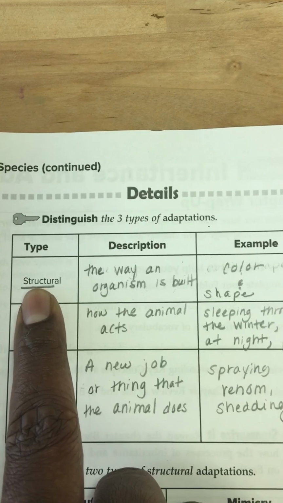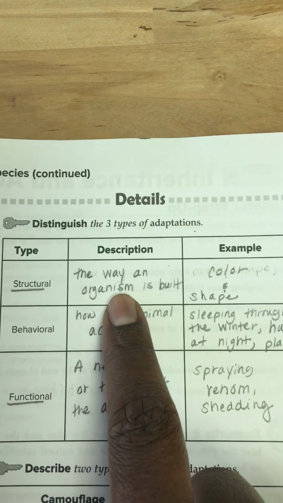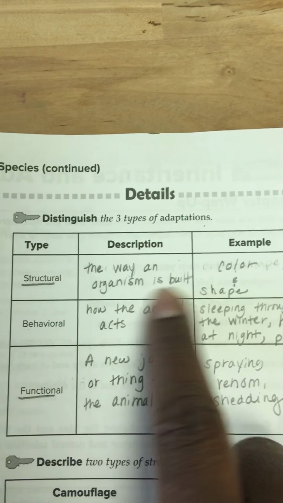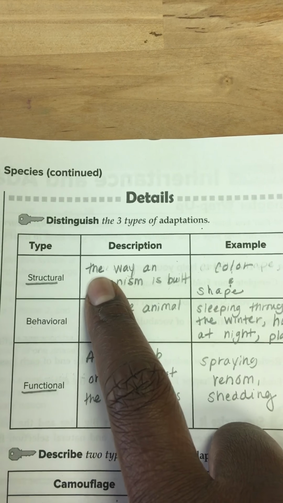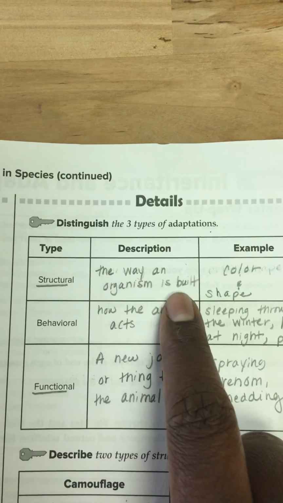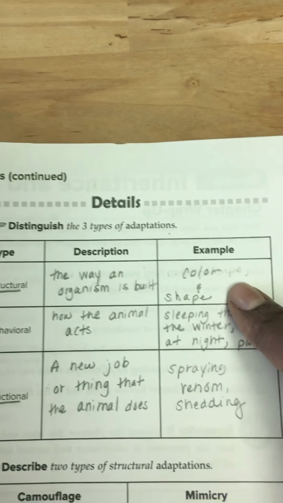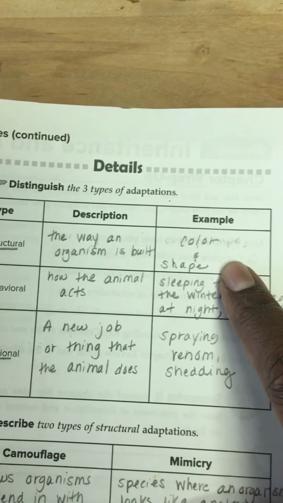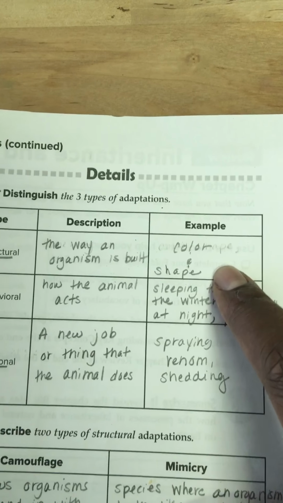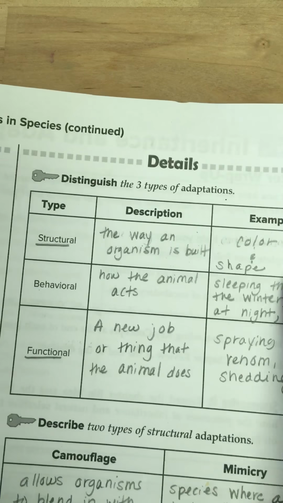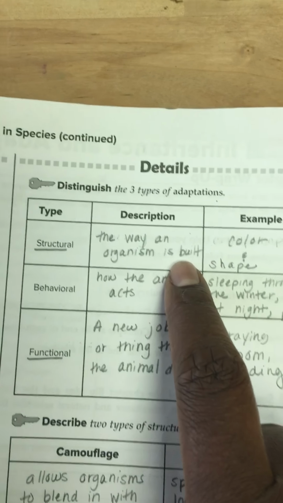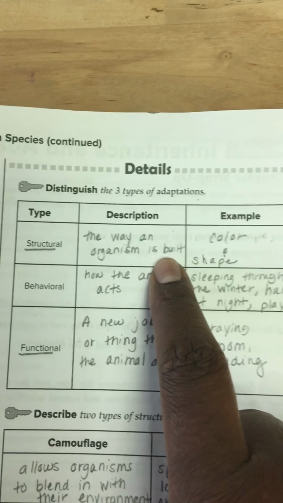Structural. The root word here is structure, and we know that structure means how something is built. So a structural adaptation would be a change. It would be something about the way an organism is built. An example there could be color and shape. So for example, the giraffes and their fur color, that's a structural adaptation because it's something about the way that their body is built or something about the way that they look.